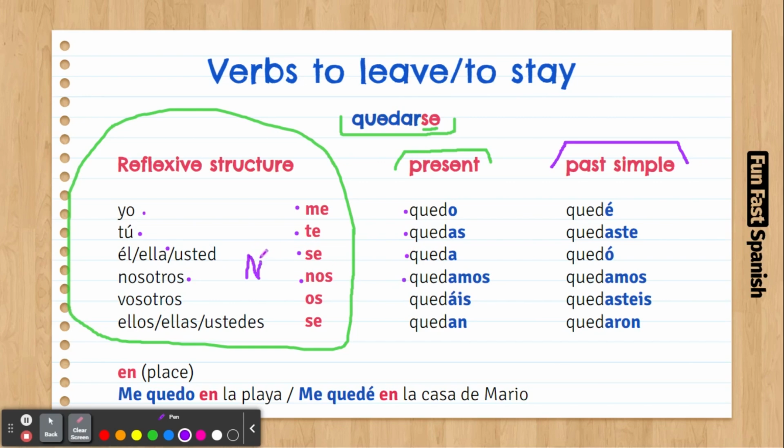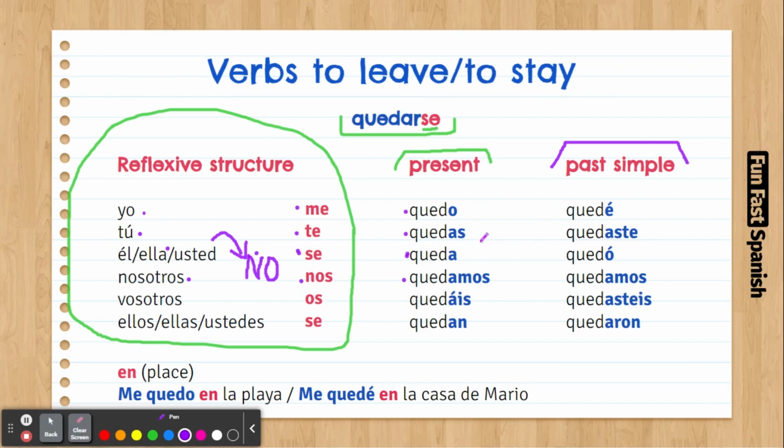Remember, if you want to make any statement in negative, the only thing you have to put is the no after personal pronouns. Remember that personal pronouns can also be names. Maria, yeah, Maria is an ella, is a she. And if you want to say Maria doesn't stay here, you say Maria no se queda aquí.